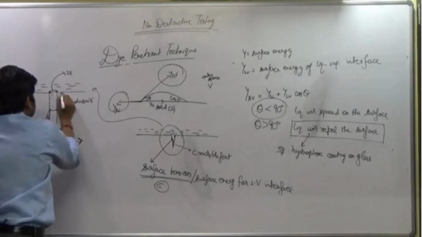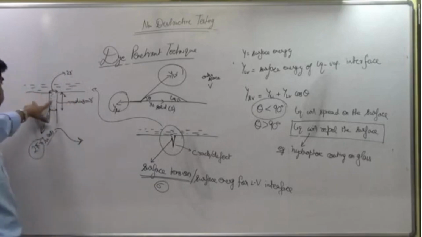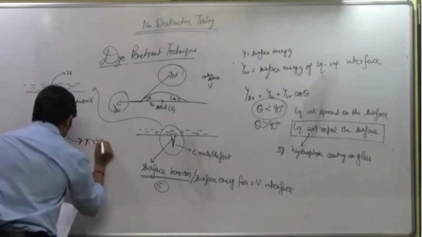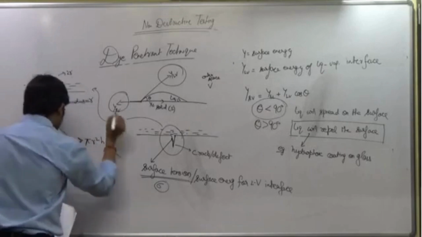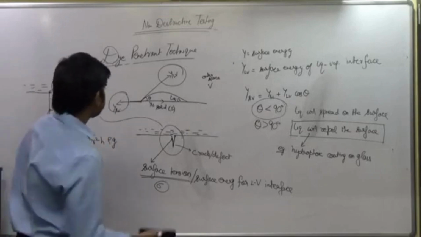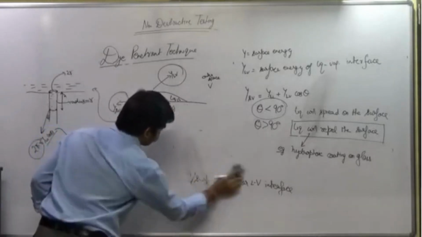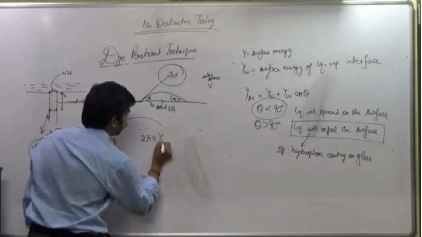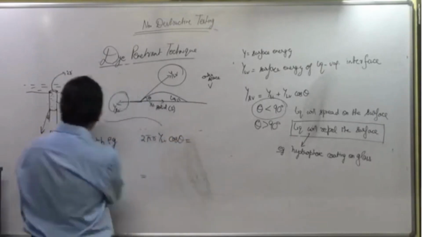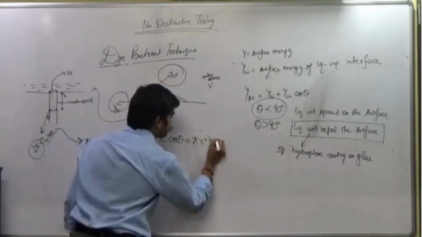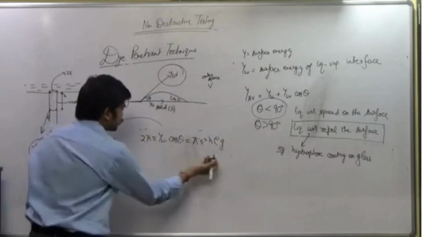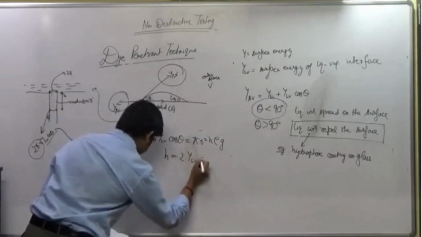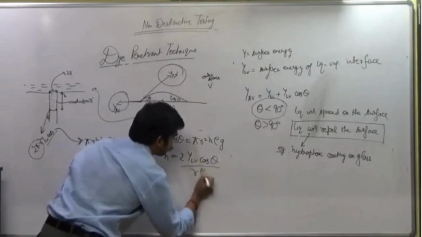Let us suppose that this is height h. Whatever force would be there, it would be balanced by this surface tension, so this would be pi r square h rho g. Now if I equate these two, then what would I get? I would simply get 2 pi r gamma LV cos theta equal to pi r square h rho g. Just equate this, and you will get the value of h. It is nothing but 2 gamma LV cos of theta upon r rho g.